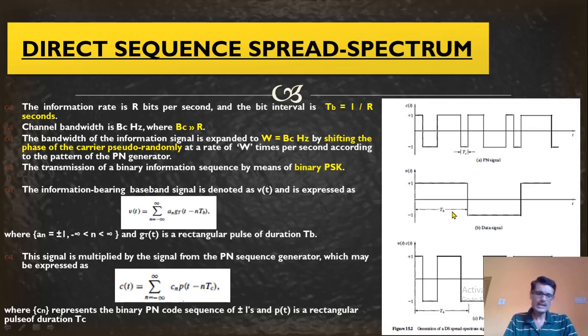Now, again assume that the bandwidth of the channel is equal to BC hertz. BC is the channel bandwidth. And usually the channel bandwidth should be more than the bit rate. The rate at which we generate the bits in the information source should always be less than the channel bandwidth. Otherwise, more interference will happen.